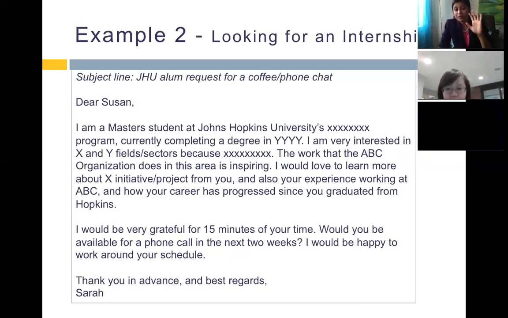Also, make sure you say that you would be happy to work around their schedule. Okay, and I can't tell you how many times students have written emails and they propose the times that they're free, and they expect the other person to work around that. You absolutely cannot do that. Okay, nobody, because you're the one who's asking.